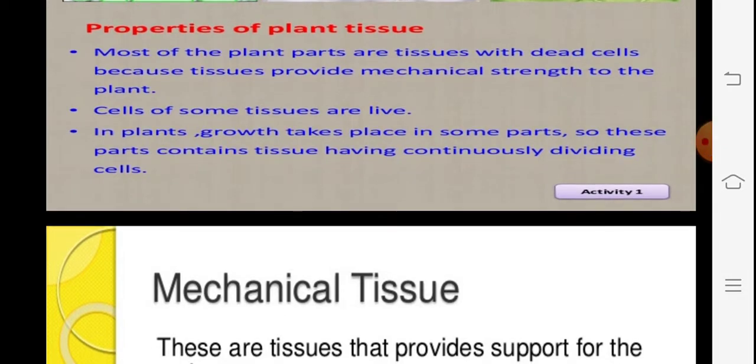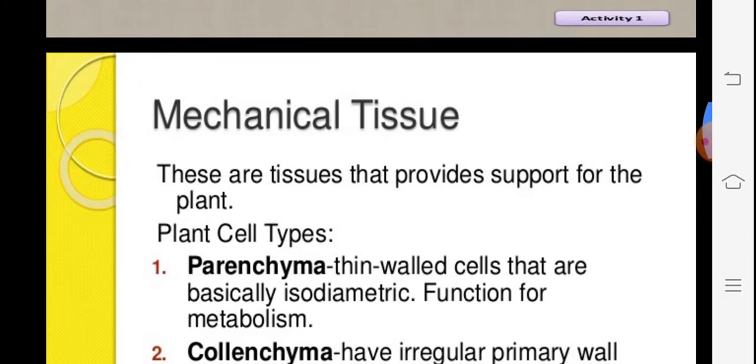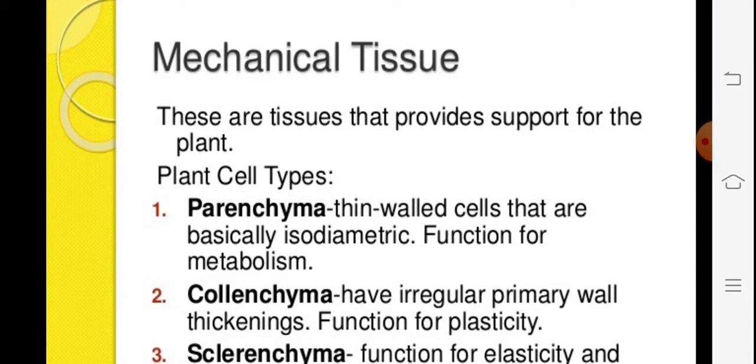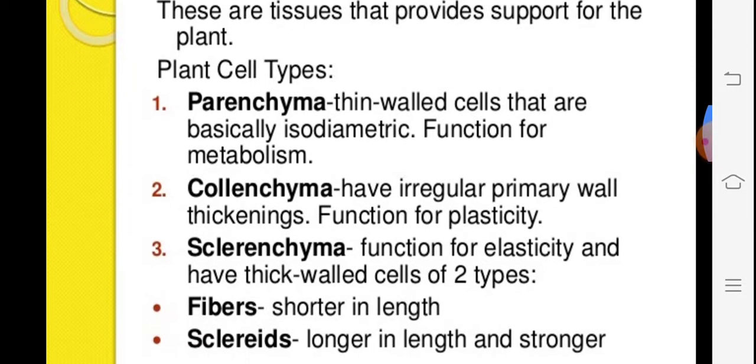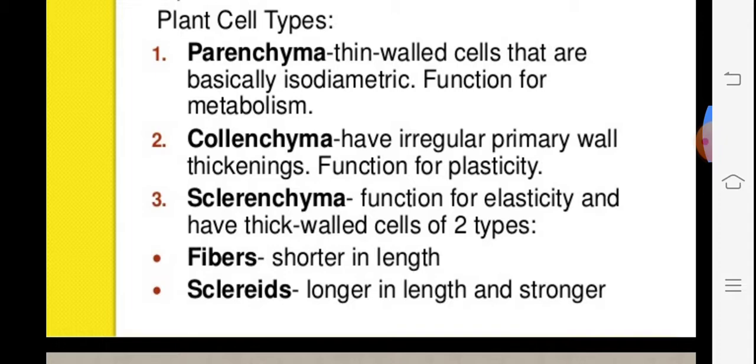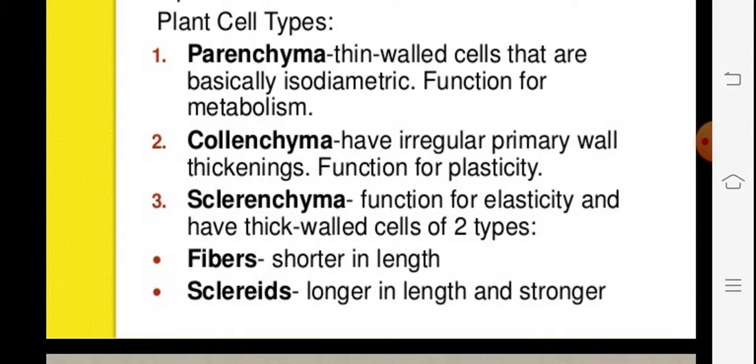So here we are observing the meaning of mechanical tissue system. These tissues provide support, and the cells are of different types, for example parenchyma cells, then collenchyma, sclerenchyma. Parenchyma are thin-walled cells that are basically isodiametric, and their function is metabolism. They generally have chlorophyll content. Here, this tissue generally helps for the storage of food material.